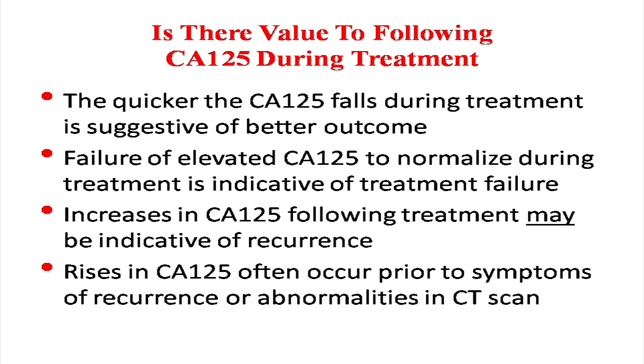Increases in CA125 following treatment may be indicative of a recurrence, and I've underlined the word may because it does not necessarily mean that the tumor is coming back just because the CA125 has gone up a little bit. Again, it's trends that are more important, and so if 1 month your level is 4 and the next month it's 8, but the next month it's 6, that does not necessarily mean that you are going to develop recurrent ovarian cancer, although values that go up and exceed 100 are usually very, very highly predictive of recurrent ovarian cancer.